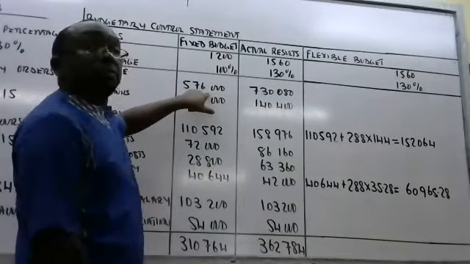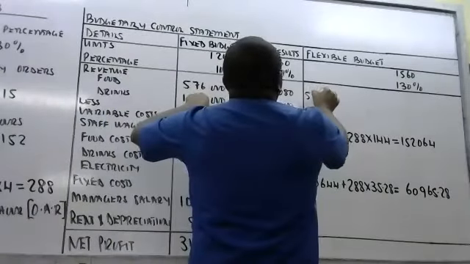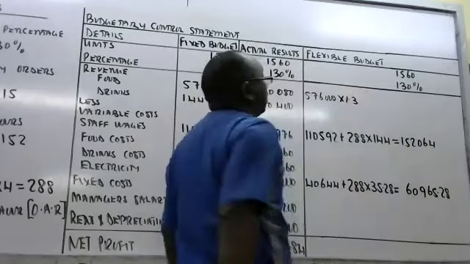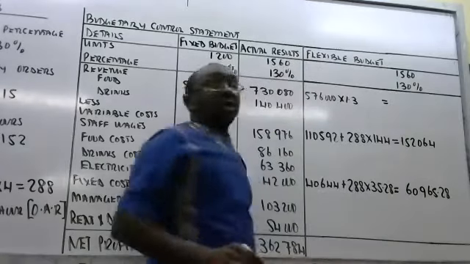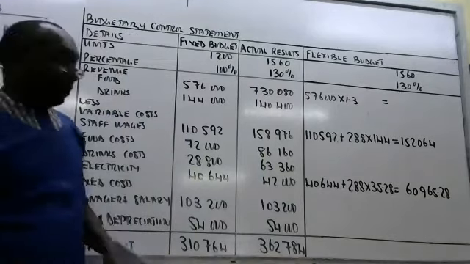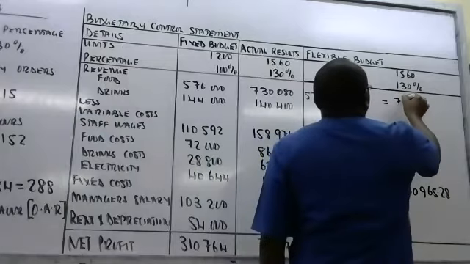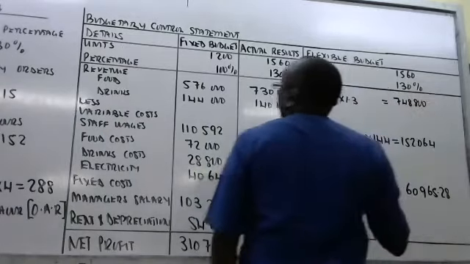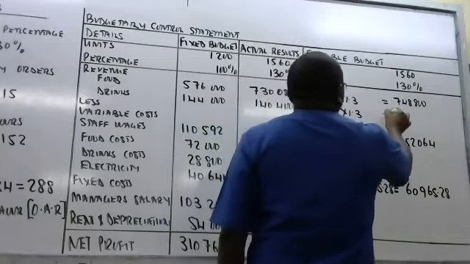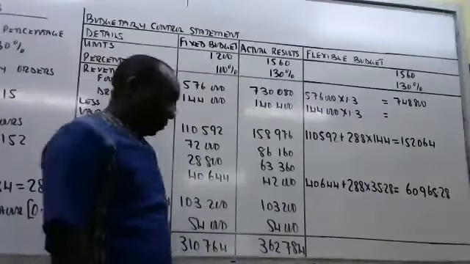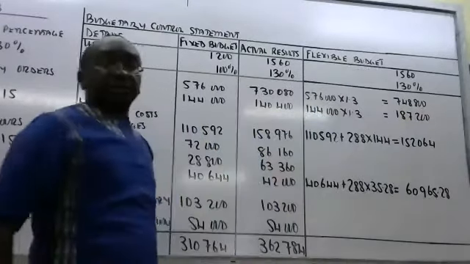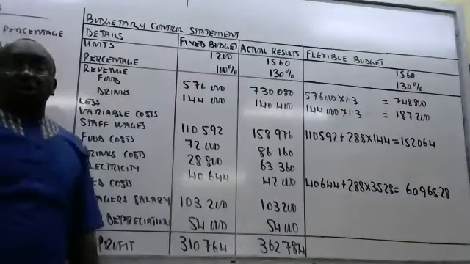But the others, starting with revenue. So you take this revenue, 576,000, multiplied by 1.3. So that we make it 130%. This other one is 144,000 multiplied by 1.3. 187,200. Haya, tukuje kwa food costs.